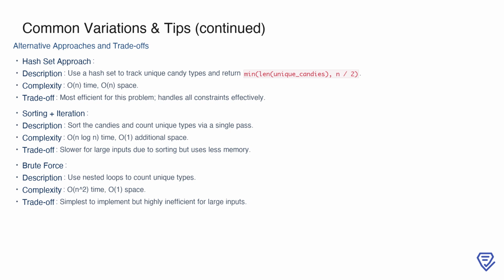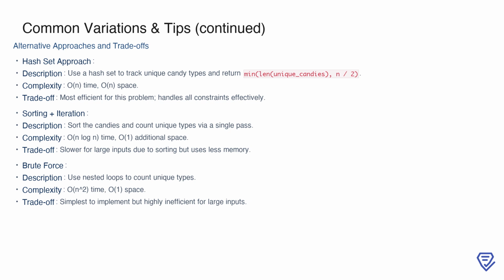The hash set approach is the most efficient for this problem. By using a hash set to track unique candy types and returning the minimum of the unique candy count or n divided by 2, you achieve O(n) time complexity with O(n) space. This method handles all constraints effectively.